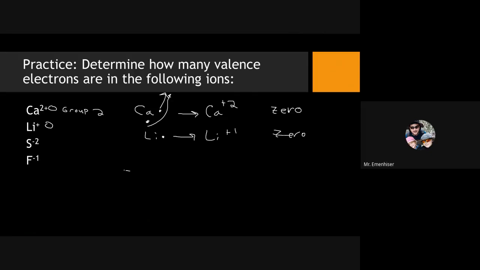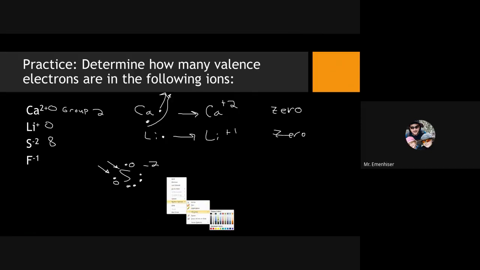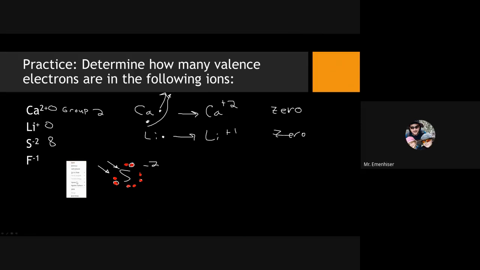Now sulfur. Sulfur will have 6 electrons because it's in group 6, just like oxygen. So here's a happy sulfur chilling. He's going to grab 2 electrons and become a -2. So how many valence electrons does it have when it forms that ion? How many dots? 8. Right? Let's count them. 1, 2, 3, 4, 5, 6, 7, 8. Okay. And then fluorine, since it's a nonmetal, will also have 8.